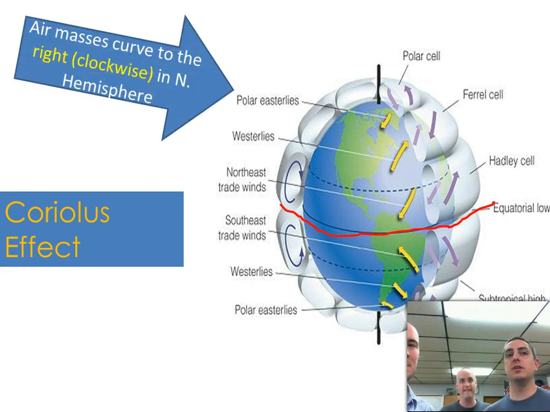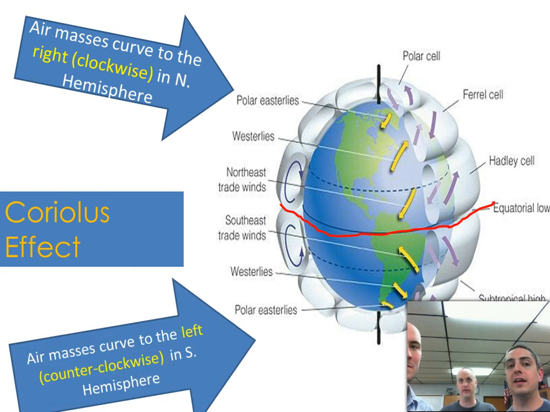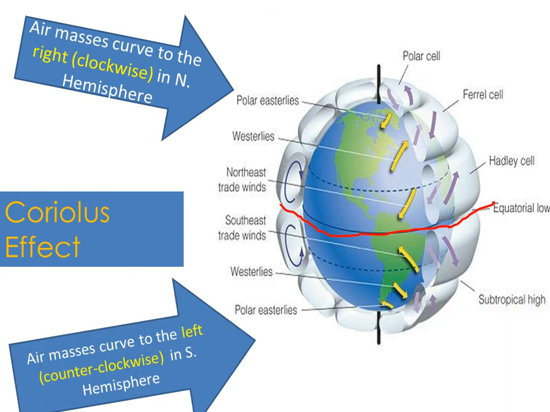Basically, we're going to go through and label it, but real quick, I want to remind you, air masses curve to the right, or clockwise, in the northern hemisphere, and they curve to the left, or counterclockwise, in the southern hemisphere, which is a very key thing. So make sure you label that diagram.